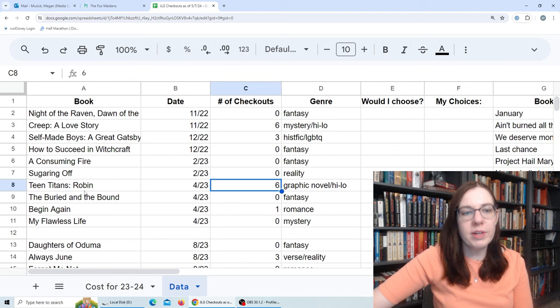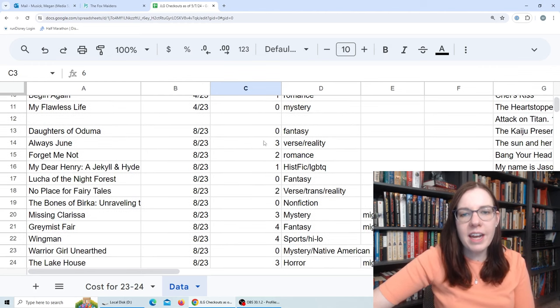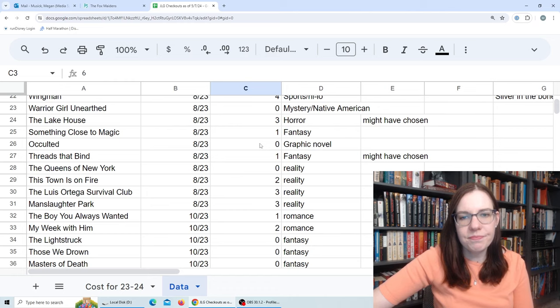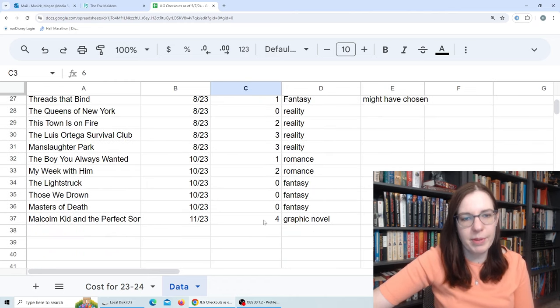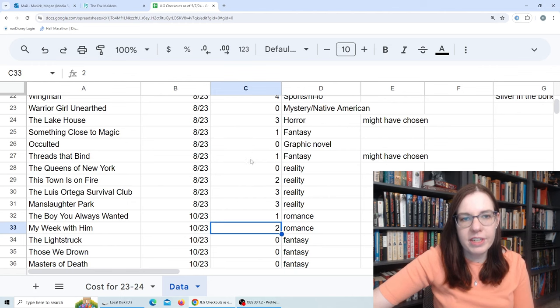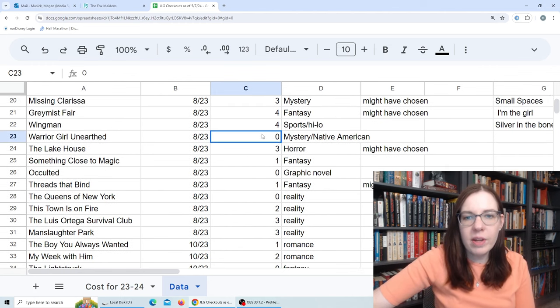Graphic novel, this one obviously was a hit because it was Teen Titans. A high-low mystery was checked out a lot. I don't even remember what that is. Creep, a love story. But you can see how not frequently these are getting checked out. Not that it's been that long that they've been on the shelf, but still, the graphic novel was a hit, and some romances and some realistic fiction, but it's really hit or miss whether they get checked out or not.